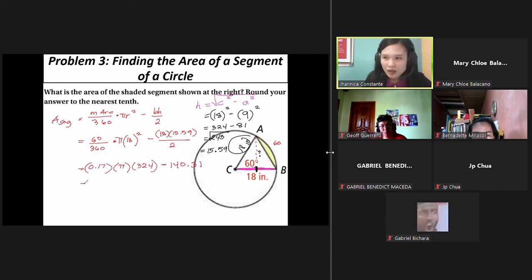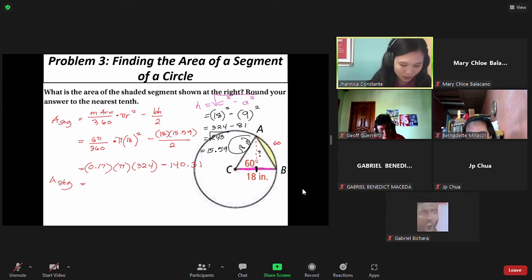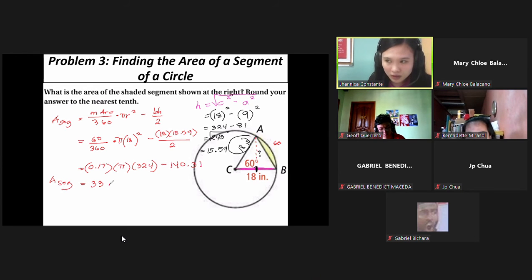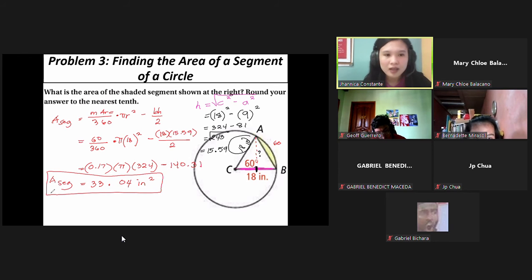So the area of our segment: 0.17 times pi times 324 minus 140 is equal to 33.04 inch squared. So that is the area of our segment.